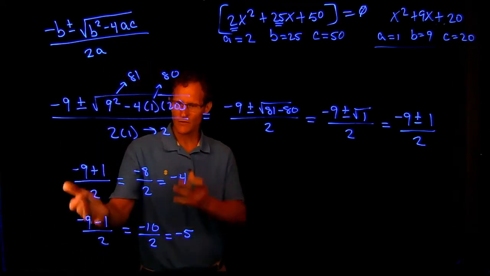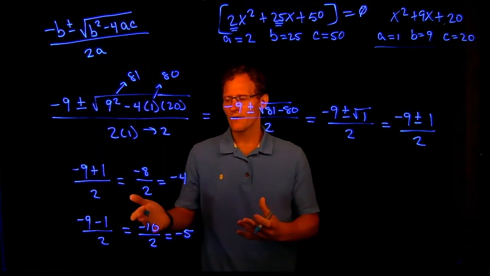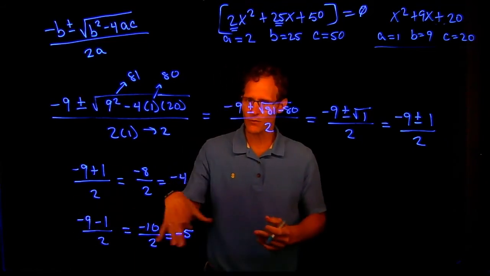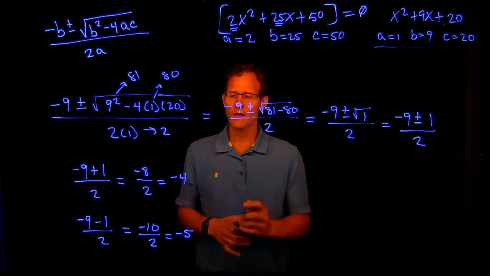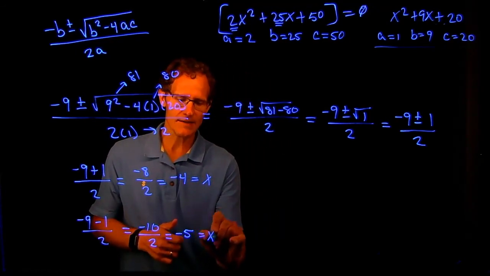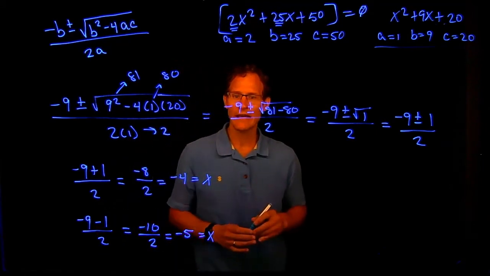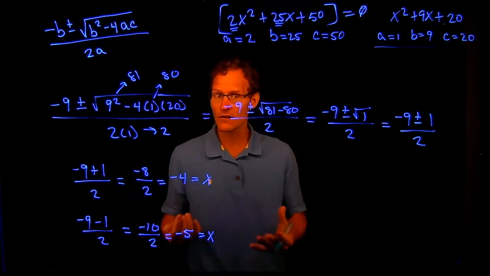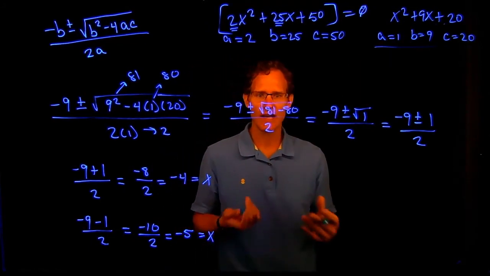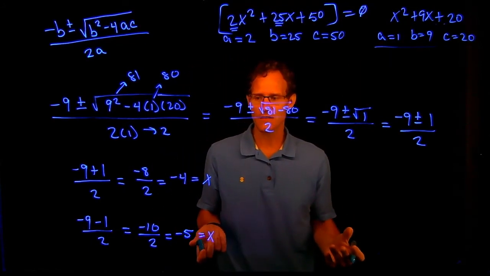If you remember how to carry through negatives, hopefully you can work through this algebra fairly quickly. But what we've figured out here is that the two possible solutions for x are negative 4 and negative 5. And the last thing to do is to plug those back into this expression to make sure they check out, to make sure it ends up being equal to 0.